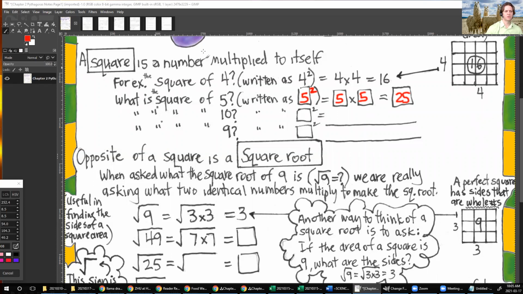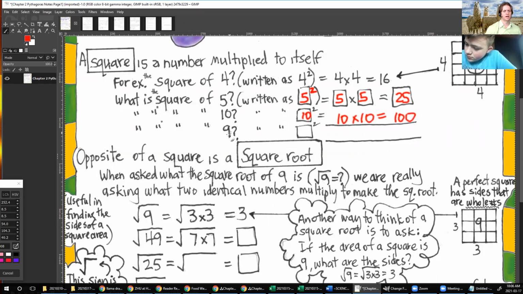So remember that the square is a number multiplied by itself. We're going to keep going through. What's the square of 10? That's written as 10 squared, and that squared means that it's 10 multiplied by itself twice. So it's 10 times 10, which is 100. So far, no big surprises.